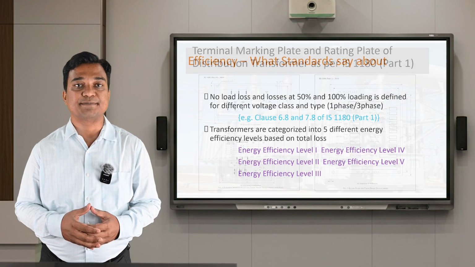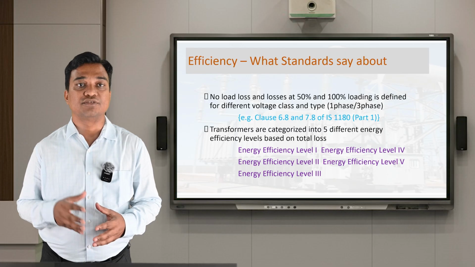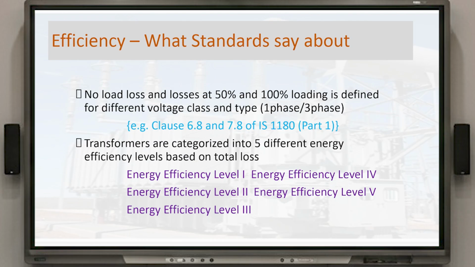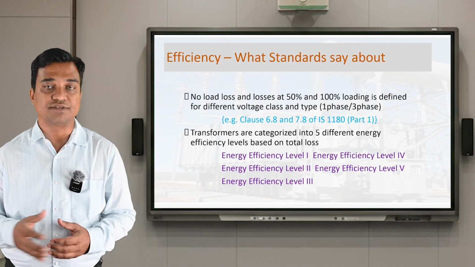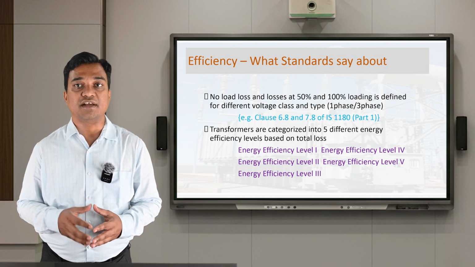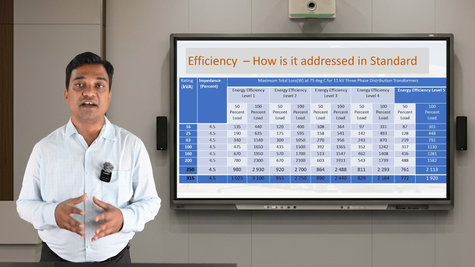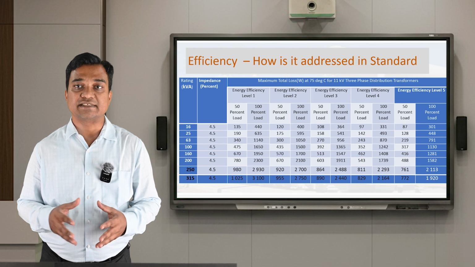Energy efficiency aspects are addressed in the standard through specification of no load losses and load losses at 50% and 100% loading for different type and voltage class of transformers. Based on these losses, the transformers are characterized into 5 different energy efficiency levels from level 1 to level 5. Now, we have seen how different user expectations are addressed in the standard through an example.